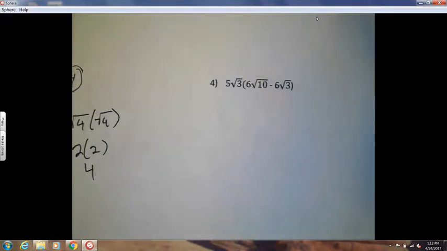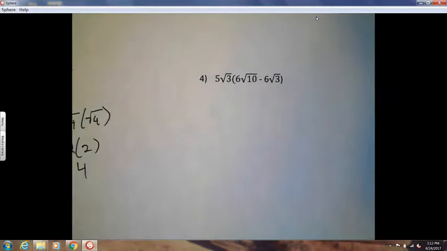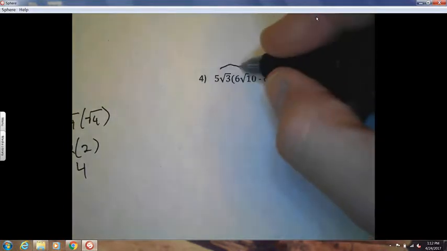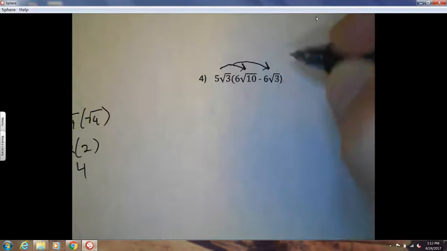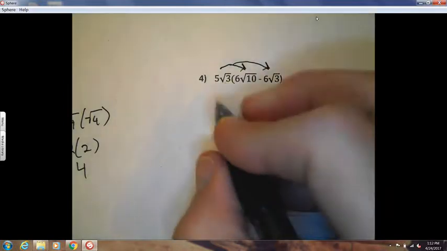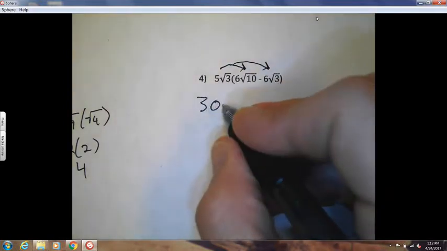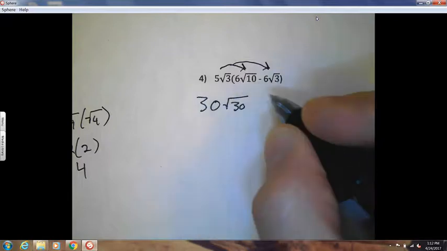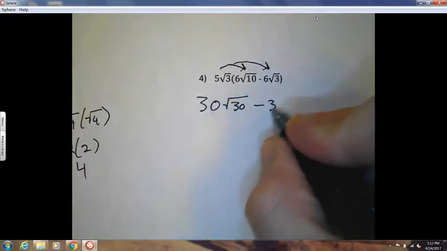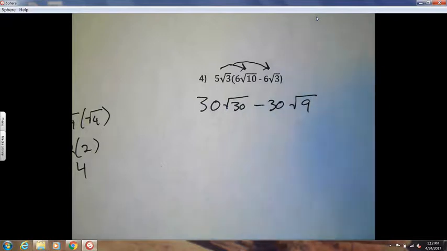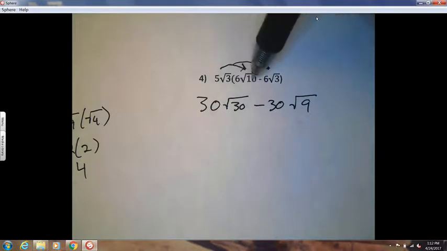Okay, here's another one. We follow the same rules as before. We're going to do the distributive property. 5 times 6 is 30, radical 30, minus 30 radical 9. So again, I'm multiplying my coefficients, and I'm also multiplying what's in the radical.